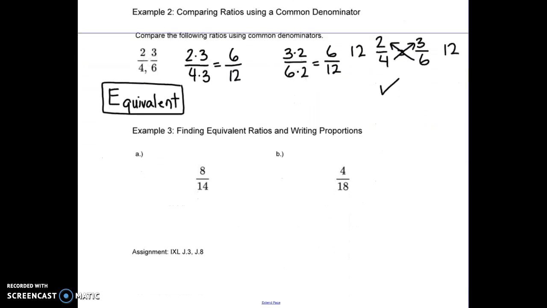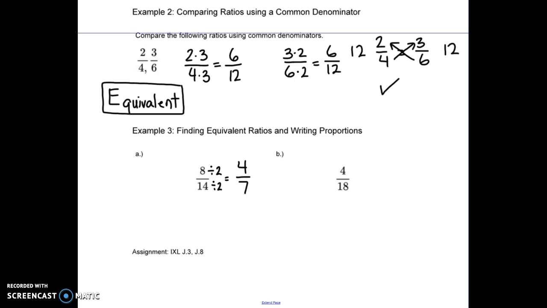Example 3 just asked me to find an equivalent ratio. So tell me another fraction or another ratio that means the same thing as 8 over 14. The easiest way to do this is simplify if we can. So we can divide both of these by 2. 8 divided by 2 is 4. 14 divided by 2 is 7. Simplifying is the easiest way to find an equivalent ratio.